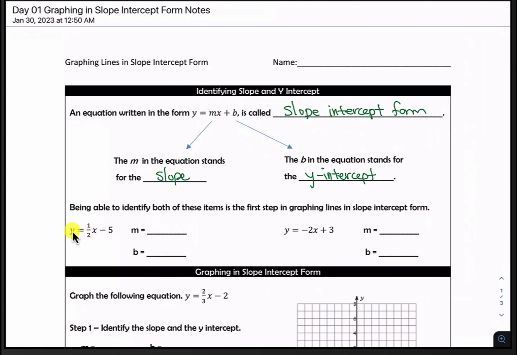Let's try this. We have y equals 1/2 times x minus 5. m is the number in front of the x. That is 1/2. And b is what's being added or subtracted after the x. So that's minus 5 or negative 5.